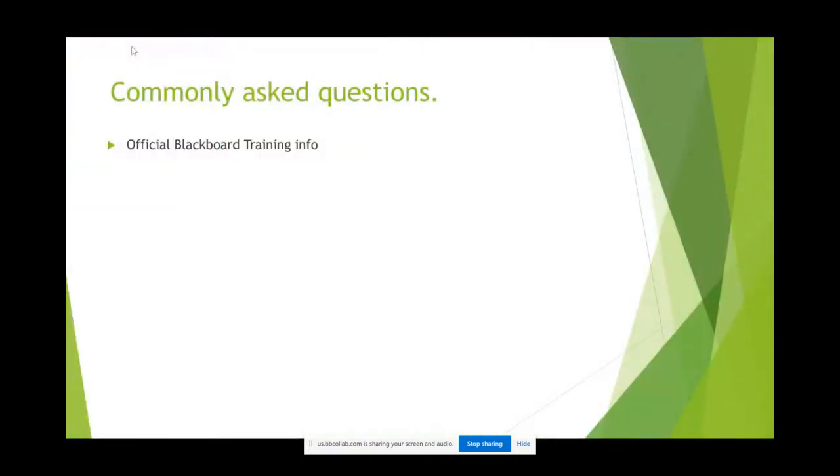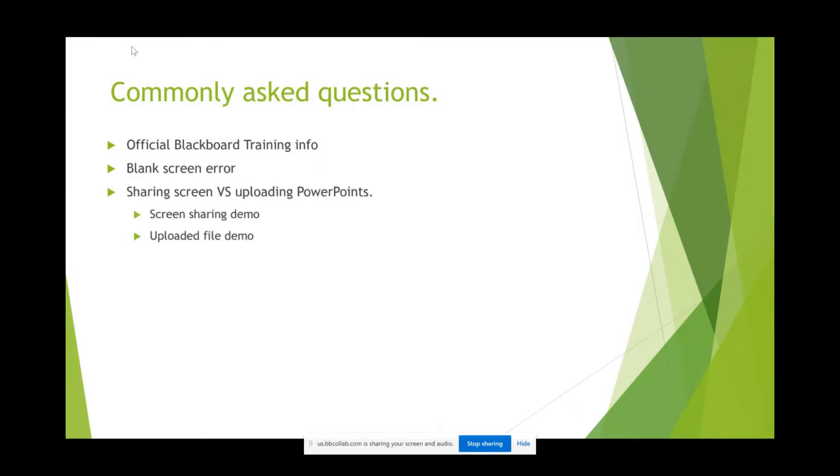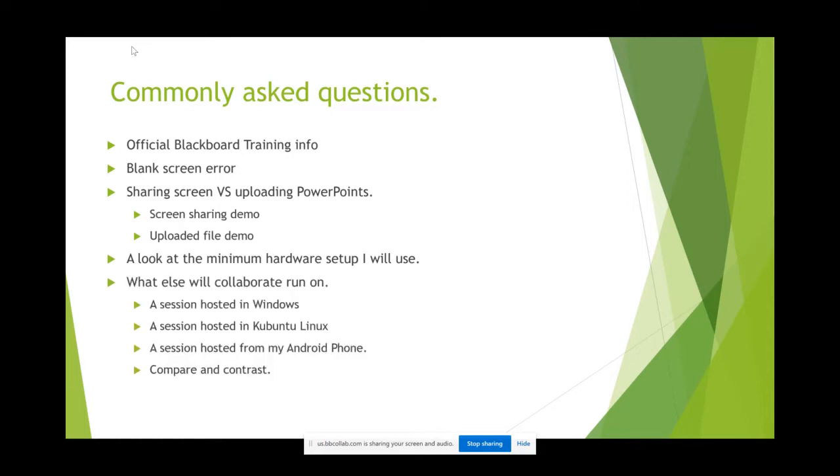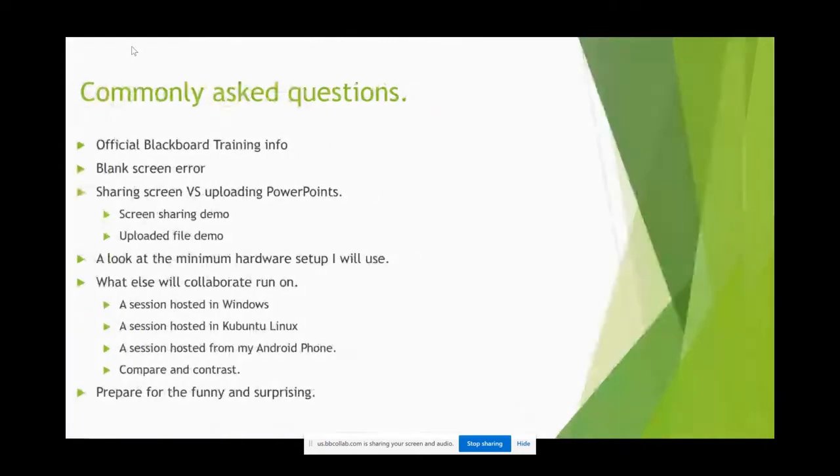So let's take a look at the agenda. Official Blackboard training info is what I'm going to give you, or where you can find that. We're going to talk about the blank screen error that some people have gotten, screen sharing versus uploading PowerPoints, a look at the minimum hardware setup I will use and what hardware setup is truly minimal by looking at what else Collaborate will run on, and we'll try to prepare for the fact that not everything will go as expected, and the unexpected can be fun and can lighten up the mood depending on how you look at it.